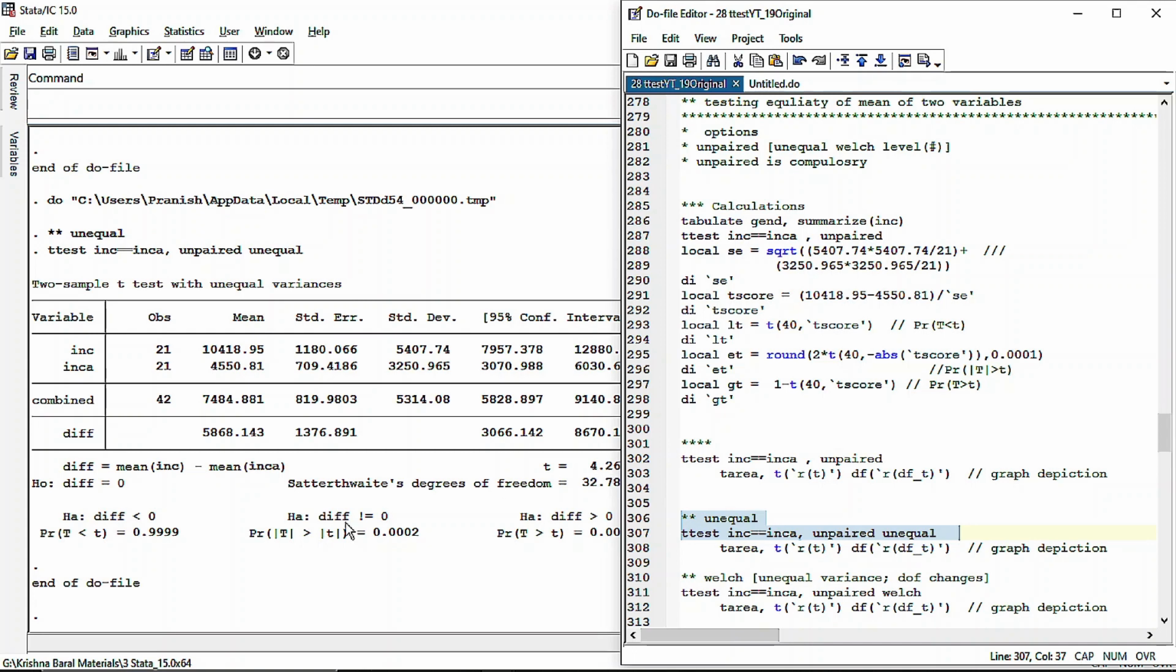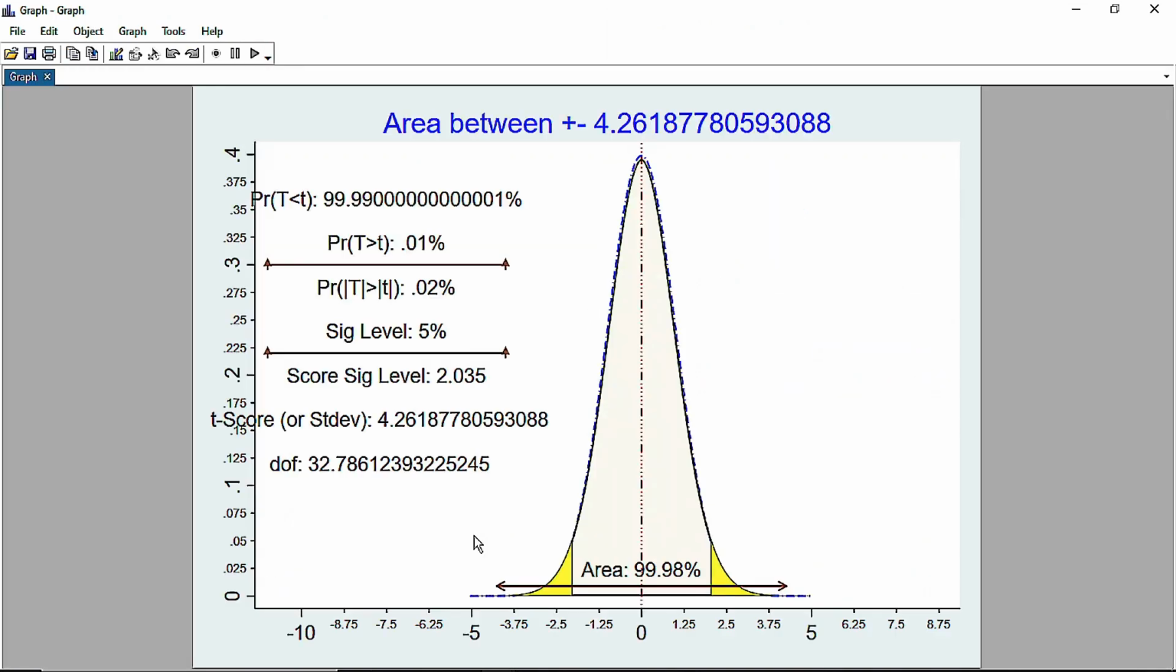Again, the t-score is 4.26, with 99%, 0%, and 0%. We don't see any change in our analysis, even when we assume that the population standard deviations are unequal. So we reject the null for the two-tailed test, either based on the t-score or based on the p-value. Similarly, for the left-tail test, we fail to reject the null, and we reject the null in the case of the right-tail test, meaning that the first has its mean greater than the second.